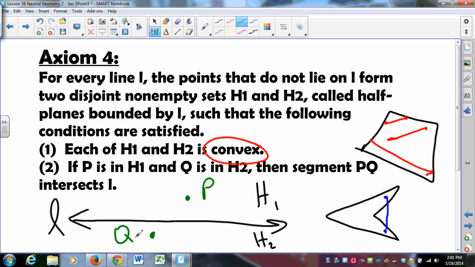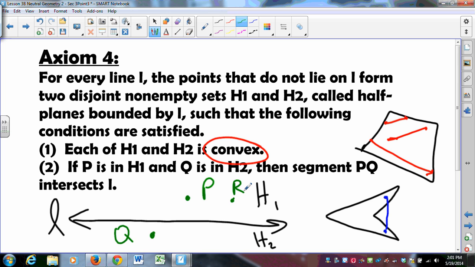Okay? Little bit of notation, little bit of definitional stuff. We say that P and Q are on opposite sides of line L, as opposed to being on the same side. So we'll say that P and R are on the same side of line L. And when we say same side, we mean that segment PR does not intersect L. Q and R are on opposite sides because segment QR does intersect L.